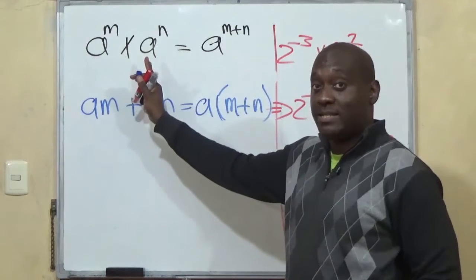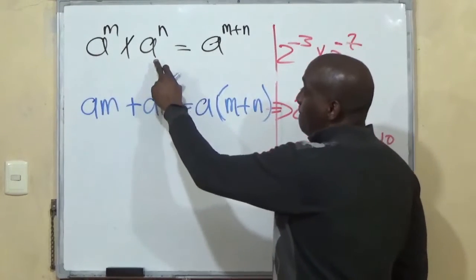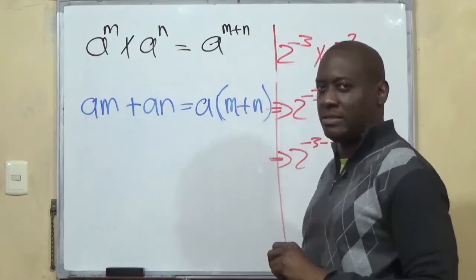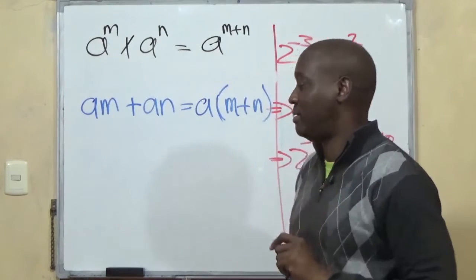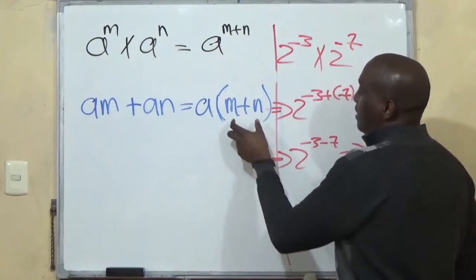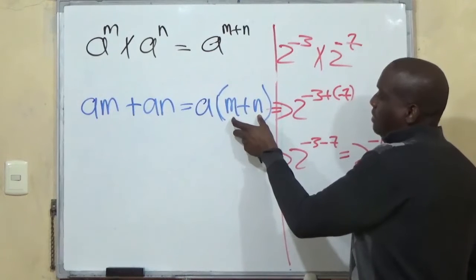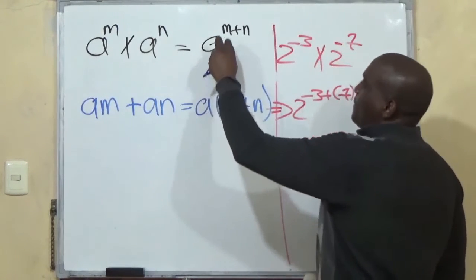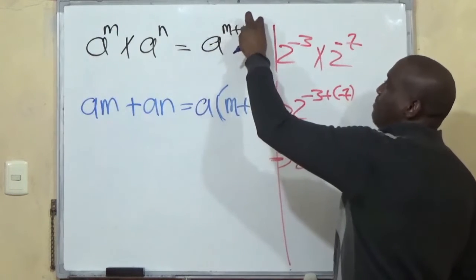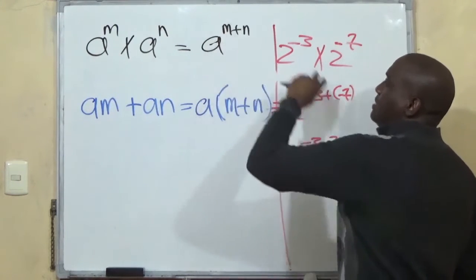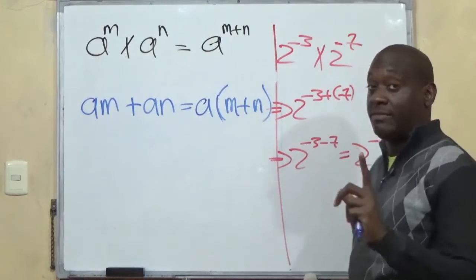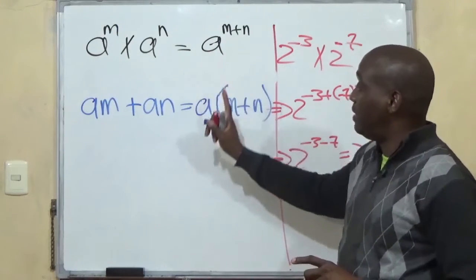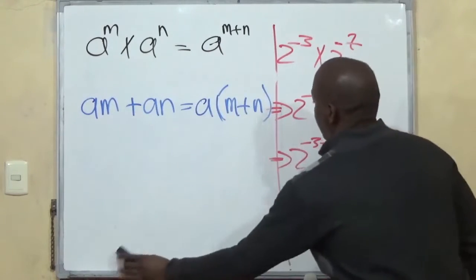With exponentiation now, you have a common base. Big difference. You have a common base, and then you have the m plus n as the power on top. So look at these two. Let me clear the rest of the board.